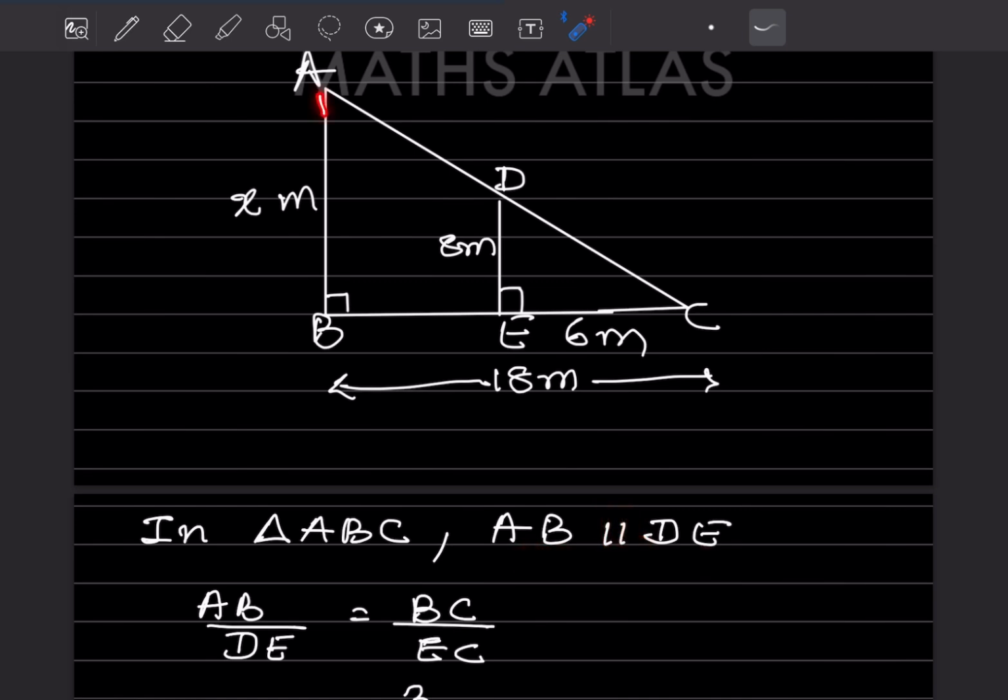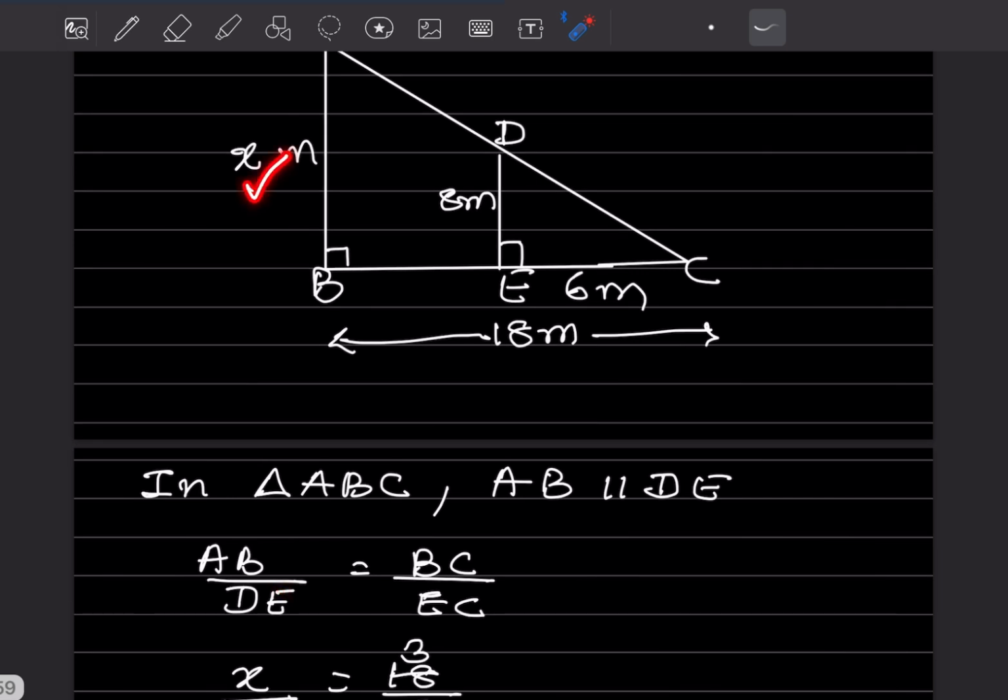So now what will you do? AB by DE, you can form an equation, that is equal to BC by EC. Hope this is clear. This is an important one. AB by DE is equal to BC by EC. Now what is AB? AB is that x. What is DE? DE is now 8. What is BC? BC is this whole thing, that is 18. And what is EC? This is 6.